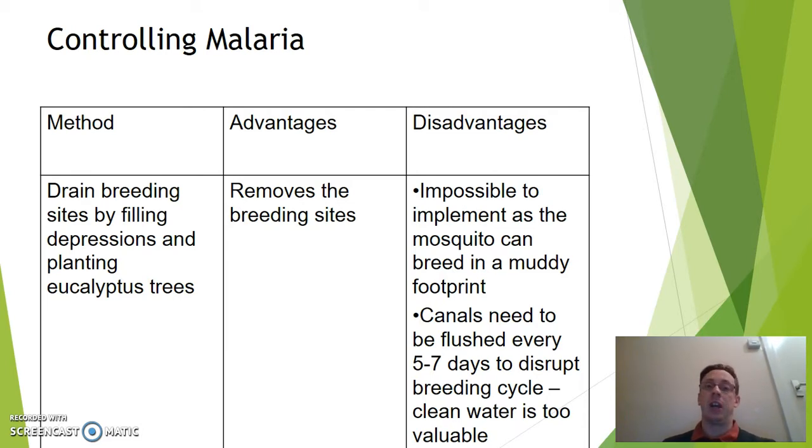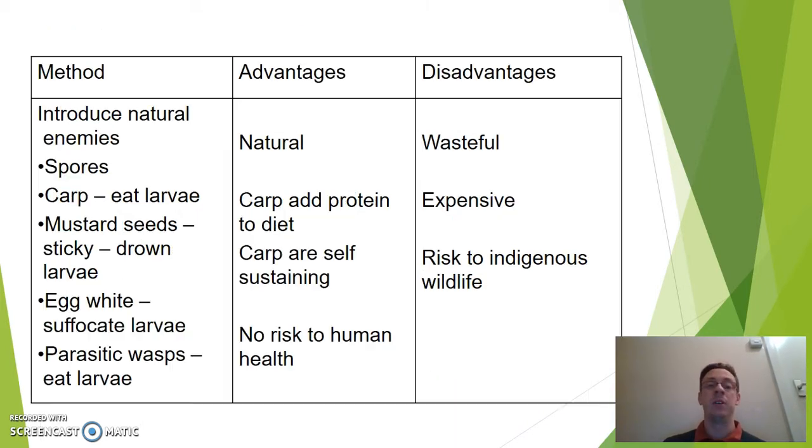And if you're in an area where canals are used, you need to flush them out every 5 to 7 days. And if you're talking about areas that are arid or semi-arid, the notion of using clean water to do this is absolutely insane, because that water has value. You can't just waste it by flushing out canals.